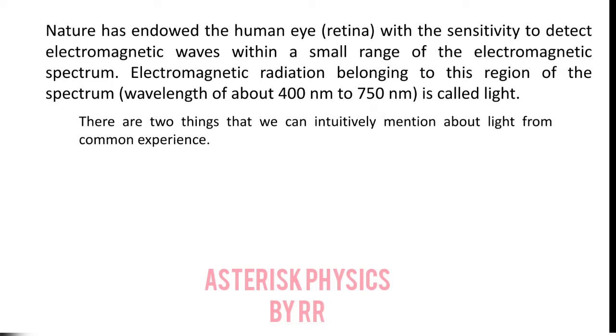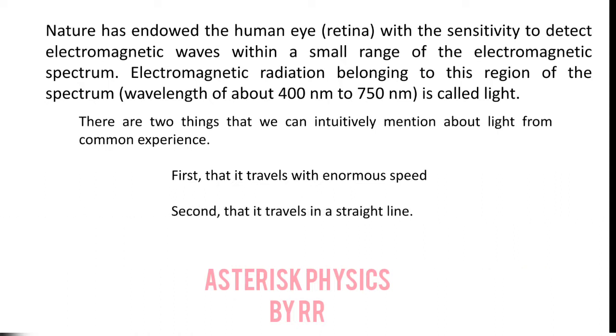Now there are two things that we can intuitively mention about light from common experience. First, it travels with enormous speed. The velocity of light is enormous. Second, it travels in a straight line. That is, the photons travel along a straight line. This is what is called the rectilinear propagation of light.